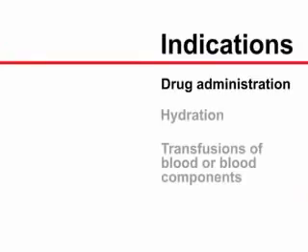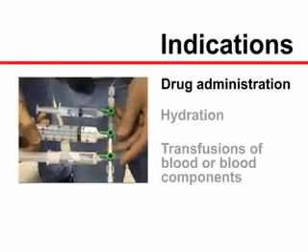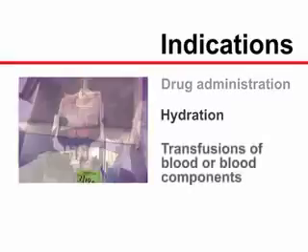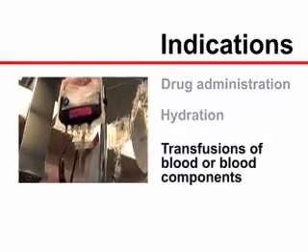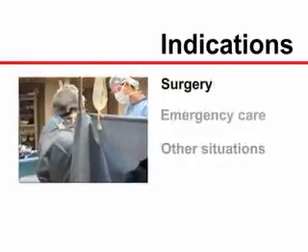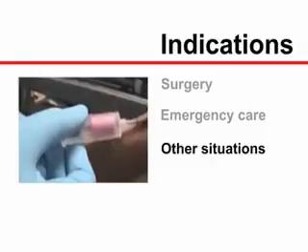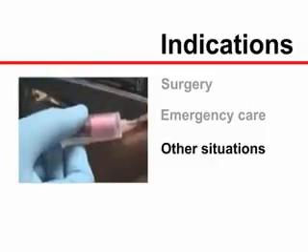Peripheral intravenous catheterization is required in a broad range of clinical applications, including intravenous drug administration, intravenous hydration, transfusions of blood or blood components, during surgery, during emergency care, and in other situations in which direct access to the bloodstream is needed.